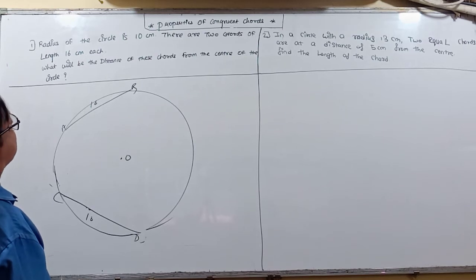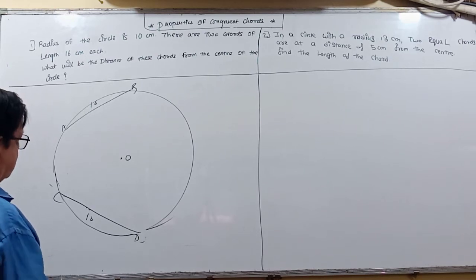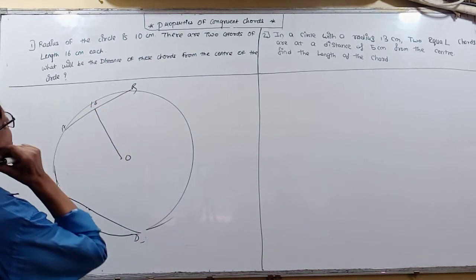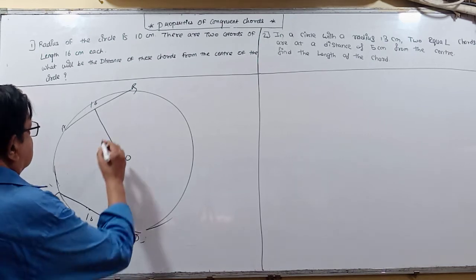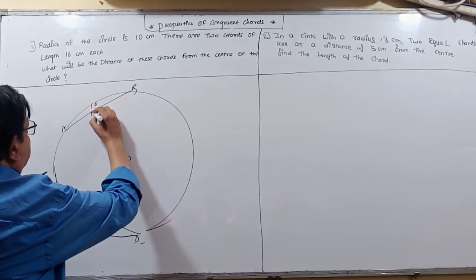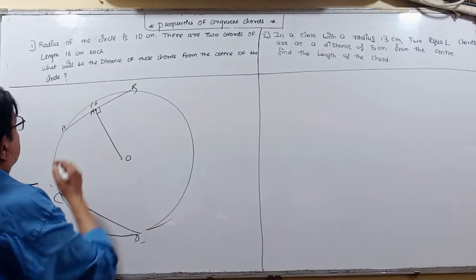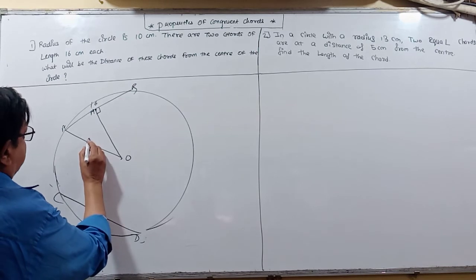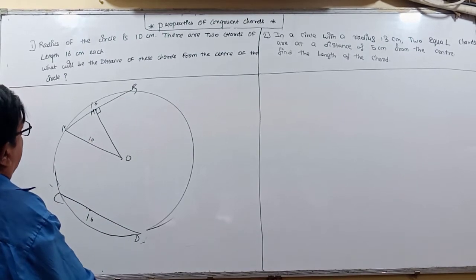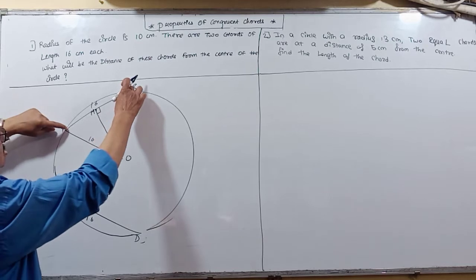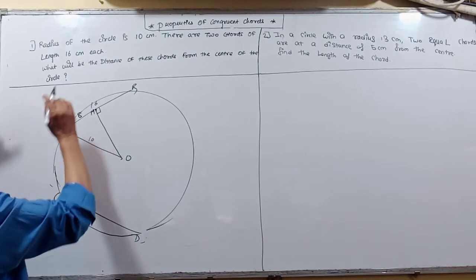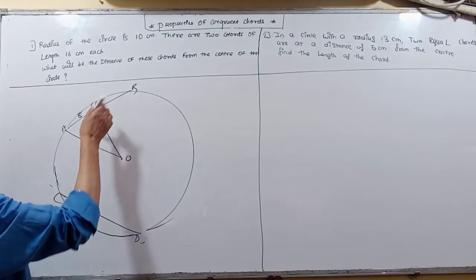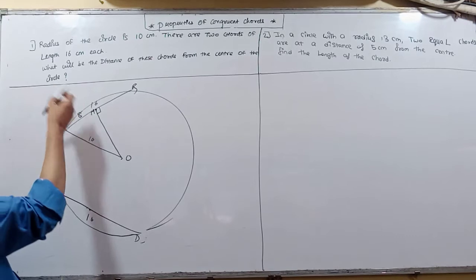What will be the distance of these chords from the center? So we will draw a perpendicular here. We will call this point M. It is perpendicular. This is the radius OA. OA is 10 and the chord is 16. Therefore, this is 8, because the perpendicular will bisect the chord. Total 16, so half is 8.